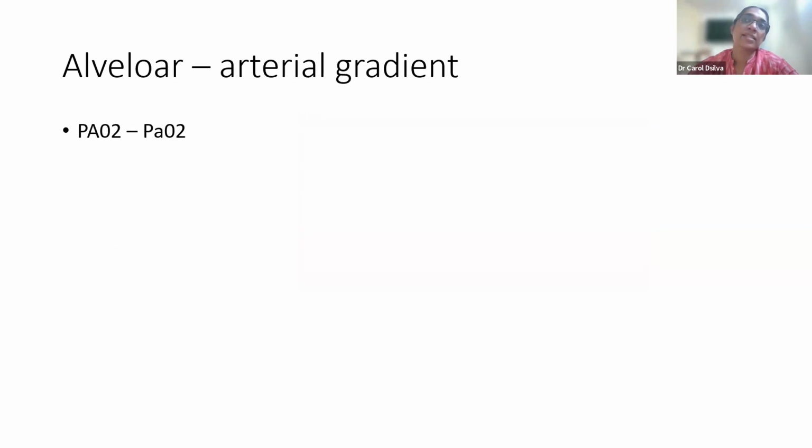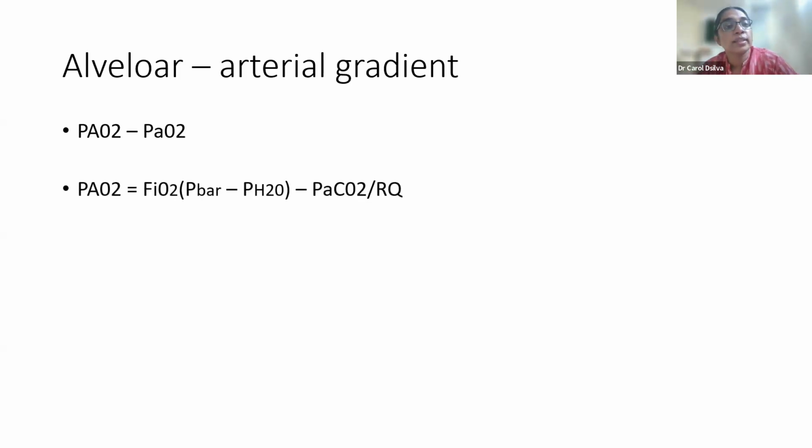An increase in this tells you that there could be a problem somewhere in the lung or somewhere in the cardiac output. So this increased A-a gradient should also give you a clue to the type of hypoxemia. So how do you get the alveolar oxygen? How do I know what the alveolar oxygen is?